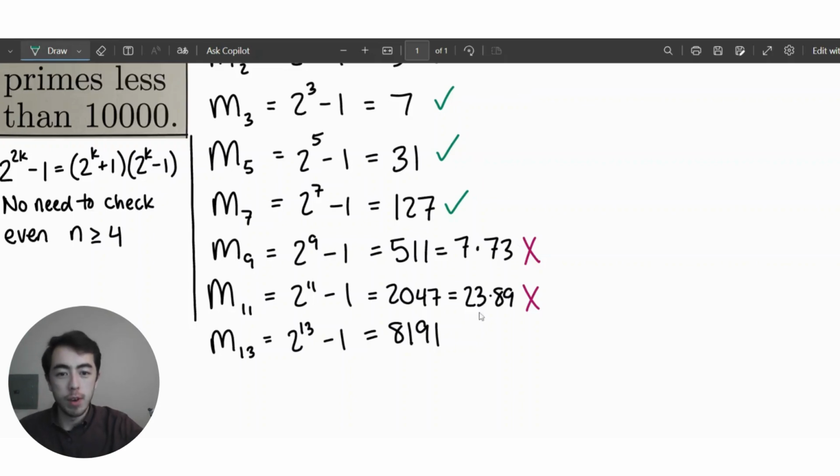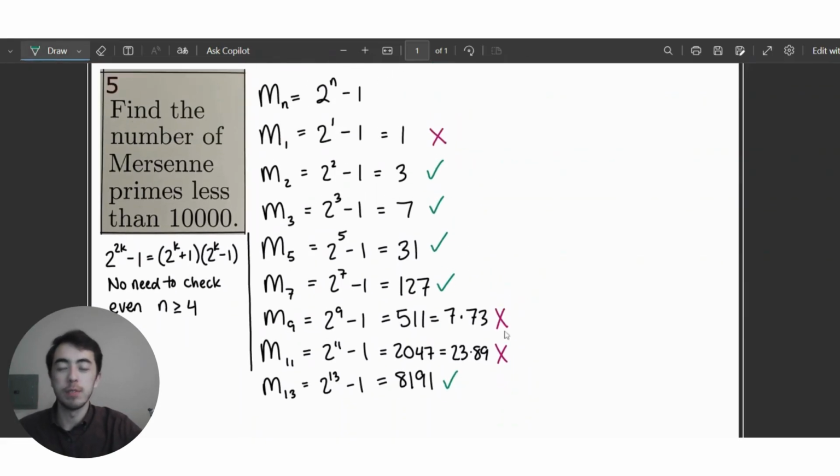Well, this number is prime, and counting all of the Mersenne primes that I found, there's 1, 2, 3, 4, 5 less than 10,000. And that's today's date. So, all done with this problem.